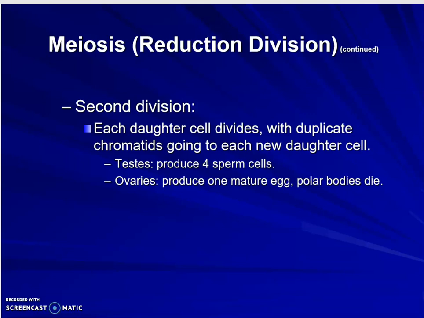When we do spermatogenesis in the testes of males, we're producing 4 equally viable sperm cells. In oogenesis, in the ovaries, female ovaries, we're going to produce 1 extra large maturing egg cell, and the remaining 3 are polar bodies, and they will die.